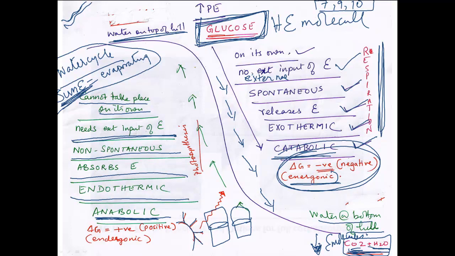On the other hand, if I have carbon dioxide and water and plants are going to make glucose out of that, I have to calculate the final delta G and it will end up being positive. This is an endergonic reaction. It requires energy in the form of the sun's rays, the energy input that it requires, and the reaction will go in the forward direction while requiring the energy.